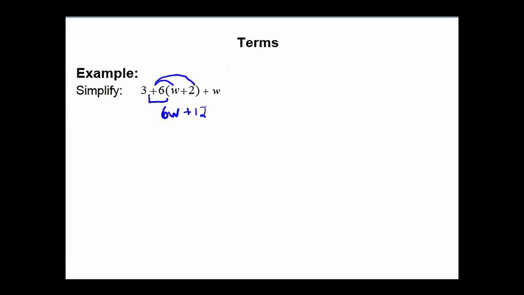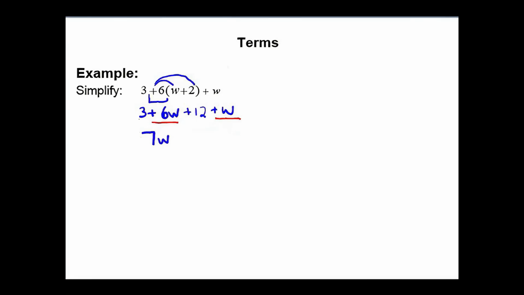Take the parentheses off and bring down the rest. So I'm going to bring down the 3. I need a sign for my 6W. And I'll bring down the W. And now I'm going to go for like terms. So my W terms I'll find. And don't forget your 1 in front of this. So 6W plus 1W will give us 7W.